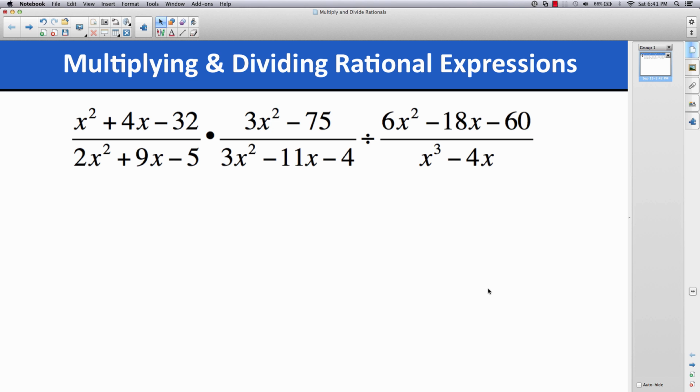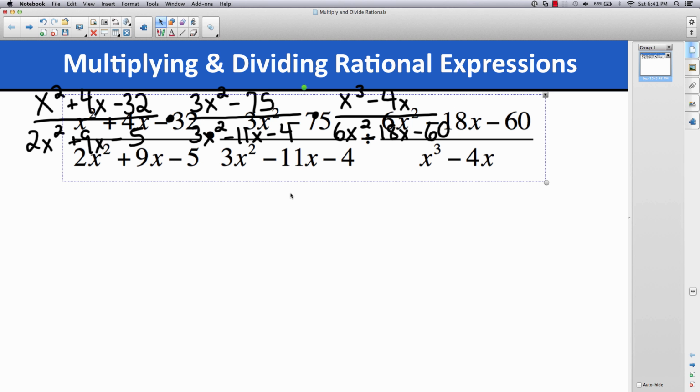So in this example here we have a multiplication and a division. So it would probably be a good idea to change everything to multiplication. So for division we want to just multiply by the reciprocal. So when you go ahead and do that, I went ahead and changed it already.